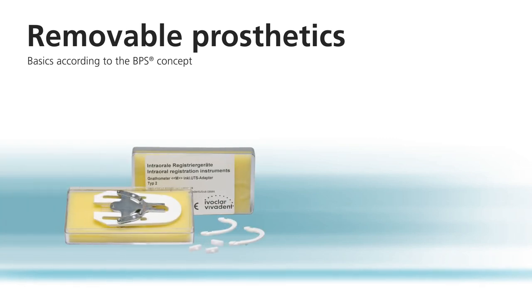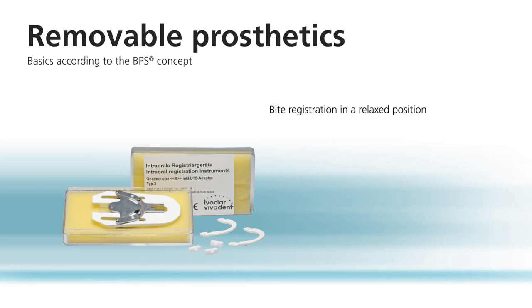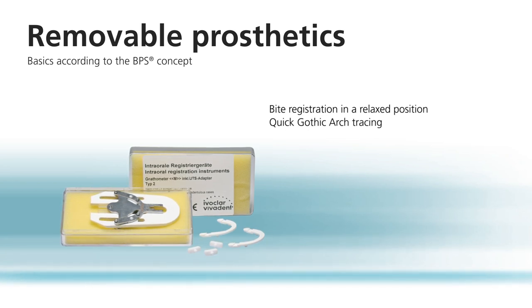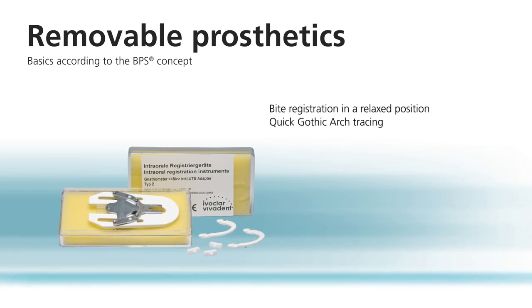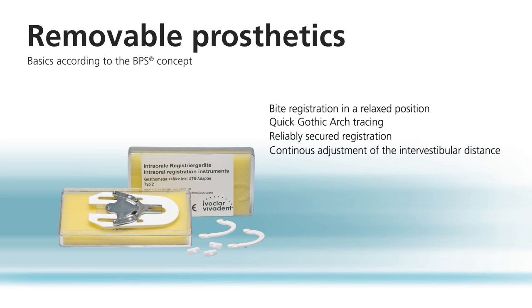The benefits of Nathometer M are obvious. The bite is registered in a relaxed position. Gothic arch tracing is carried out in an easy and time-saving way. You benefit from increased safety when the bite is taken because the registration is stable and secure. You can adjust the intervestibular opening easily and continuously. You can easily verify the reference planes and work wax-free.